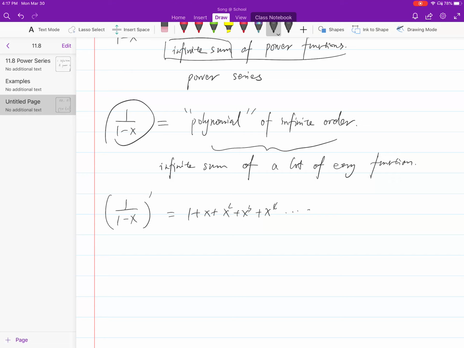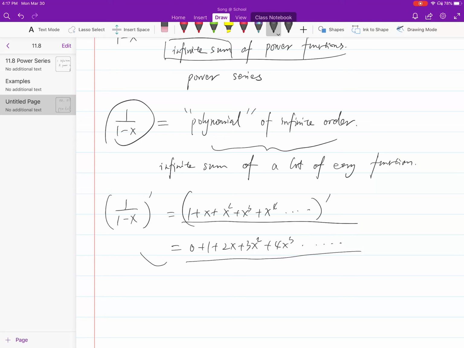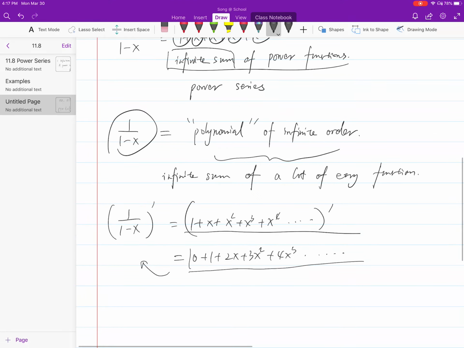Dot, dot, dot. Then the derivative of this one is going to equal the derivative of this one. That is nothing but 0 plus 1 plus 2x plus 3x squared plus 4x cubed and so on. This will be the power series of the derivative of this function here, even though you don't know what the function is. And we claim this, in some cases, is good enough.